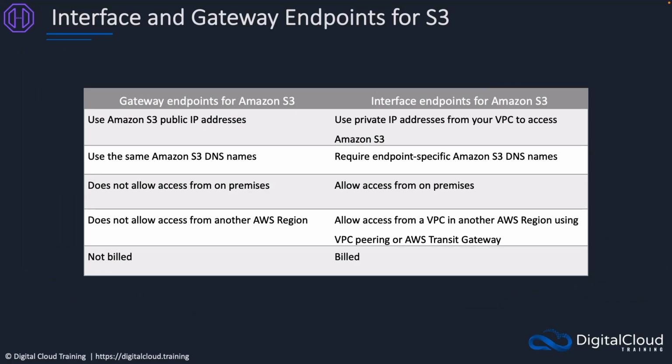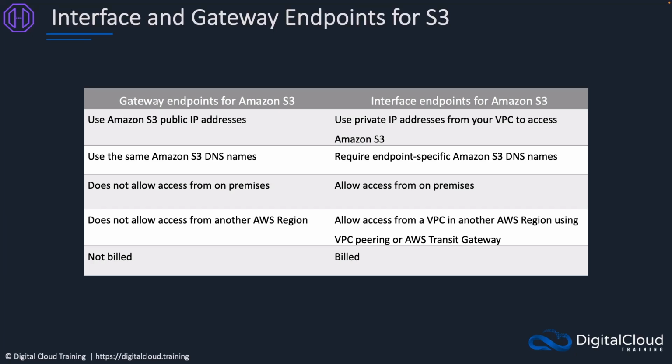Now, as I mentioned, there are options for S3. So we've got gateway endpoints and interface endpoints. So what are the key differences? If you use gateway endpoints, you're using the S3 public IP addresses. Okay, so your connections remain private, but you're actually connecting to the public IP address, so the same endpoints essentially as you would if you were connecting via the internet. You use the same S3 DNS names because they resolve to those public IPs. Gateway endpoints do not allow access from on-premises. It does not allow access from another AWS region as well, but you're not billed. So there's a definite cost advantage there.